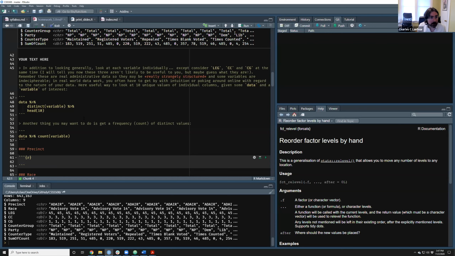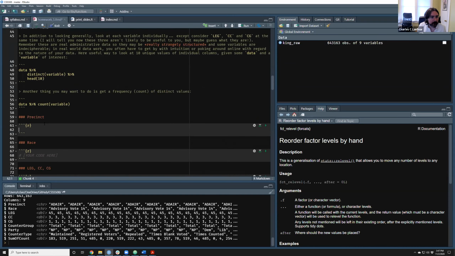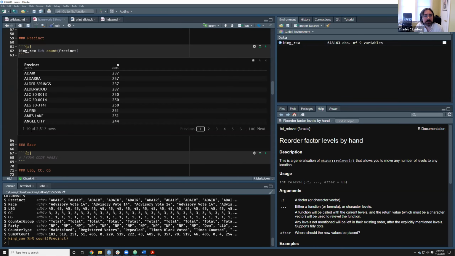So we have our King Raw data. So I might say something like King Raw, count precinct. We're going to see something that looks like this. So what is this Adair 237 telling me? That 237 observations have Adair as a value for precinct?